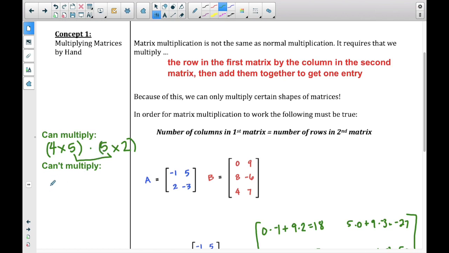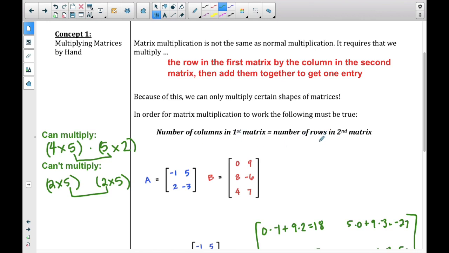Well, what couldn't you multiply? Let's say you have a 2 by 5 matrix and another 2 by 5 matrix and you want to multiply those. It seems like they're the same size, so you should be able to do it, but actually you cannot, because the columns and the rows do not match up. The number of columns in the first matrix has to equal the number of rows in the second matrix.